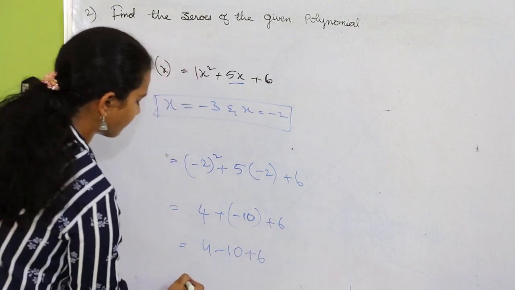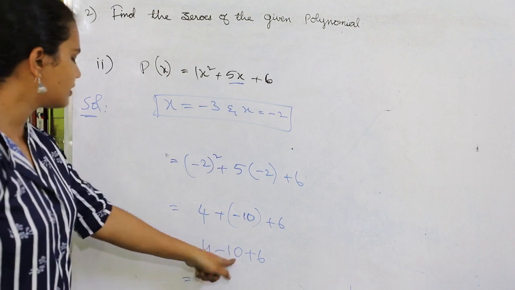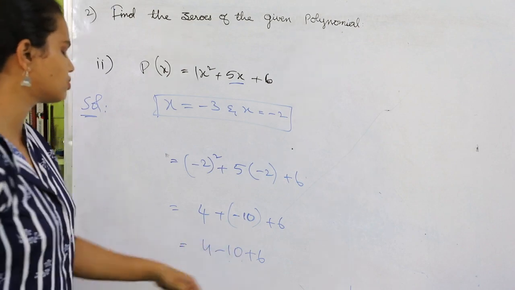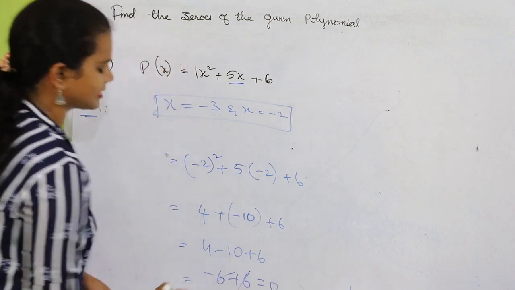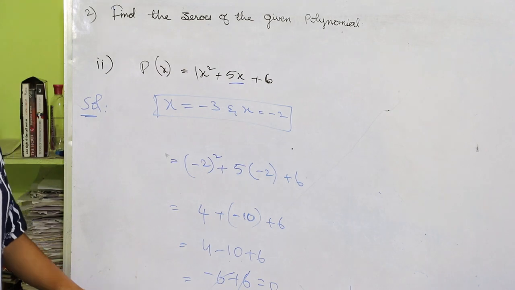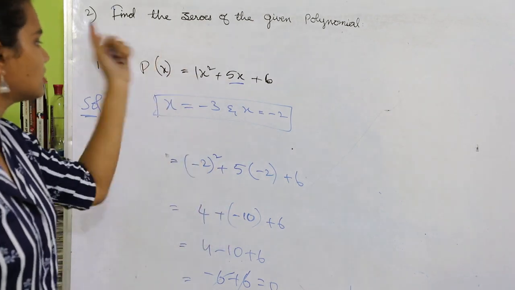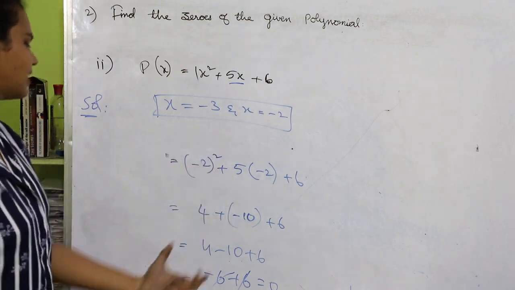Then 4 minus 10 gives minus 6. Minus 6 plus 6 equals 0, because plus and minus get cancelled. Clear? So this is what we got. Therefore the zeros of the given polynomial are minus 3 and minus 2. So this is the verification I showed to you.